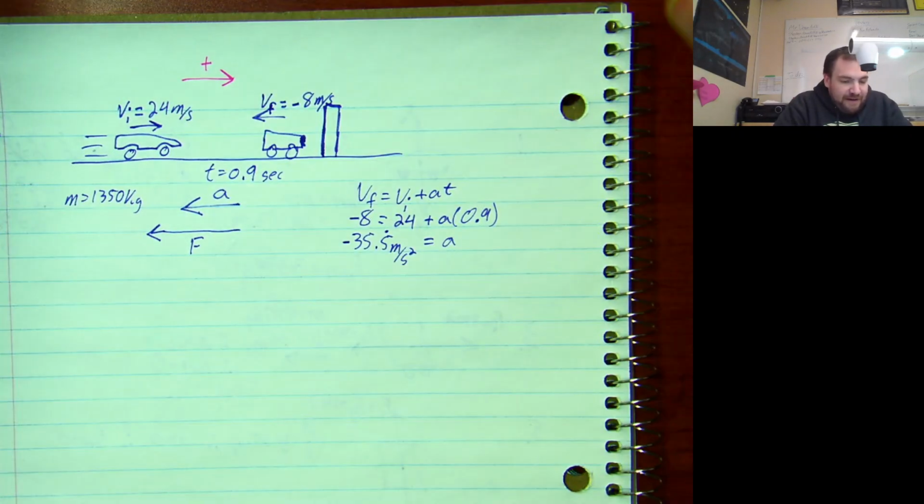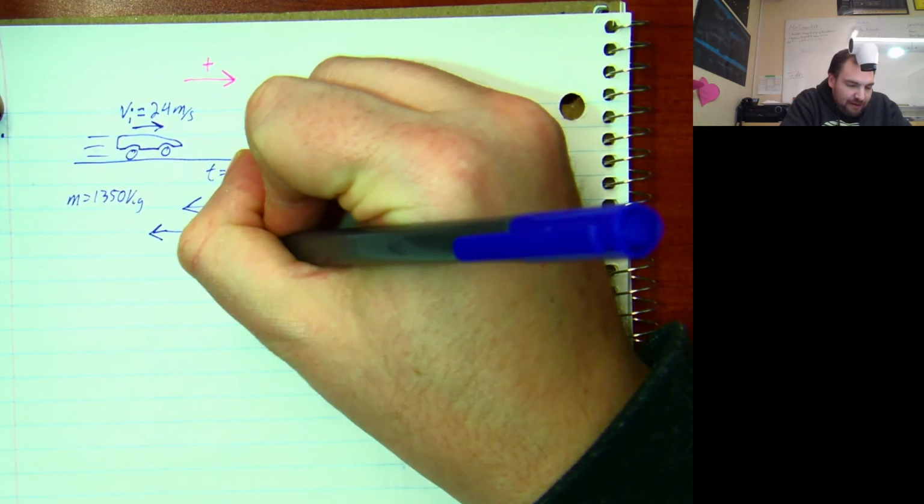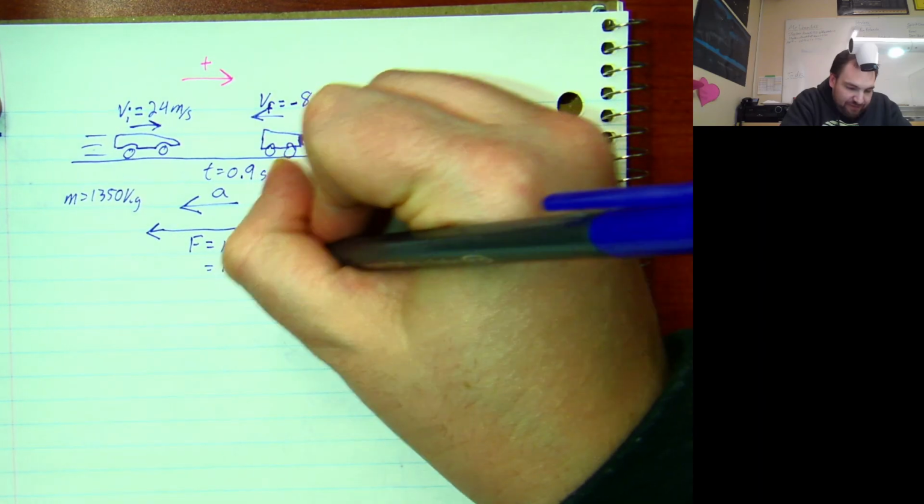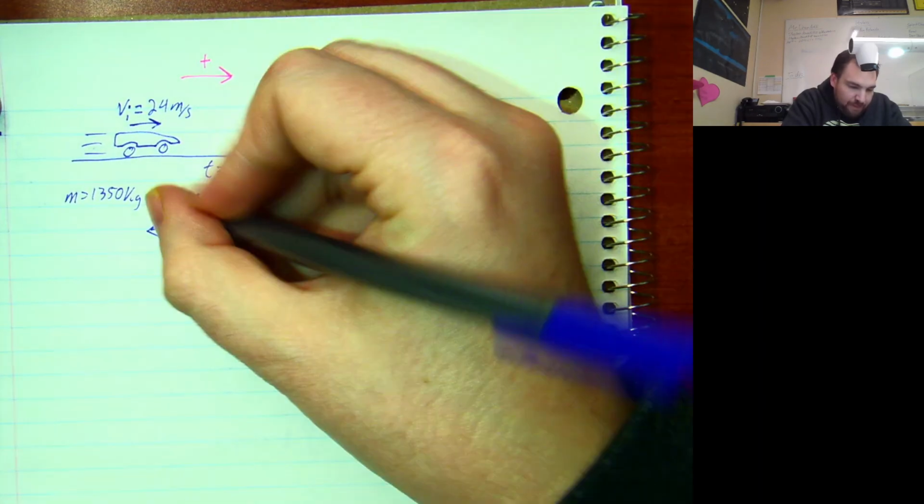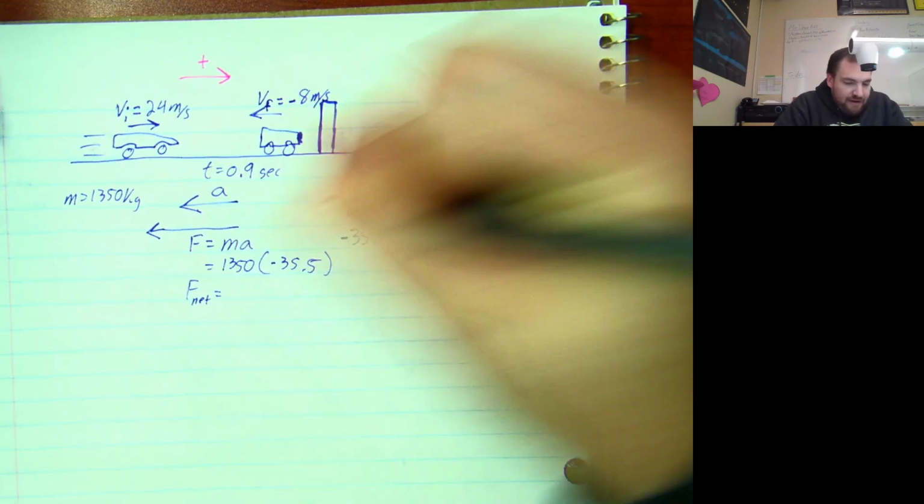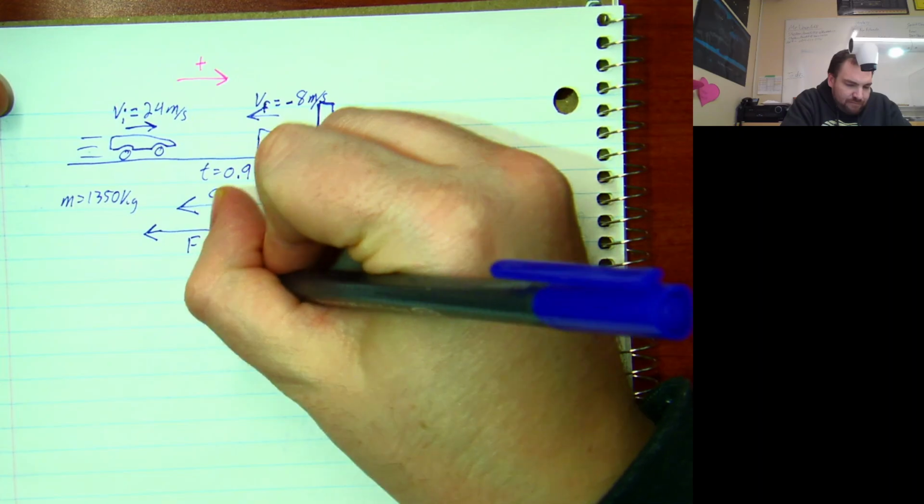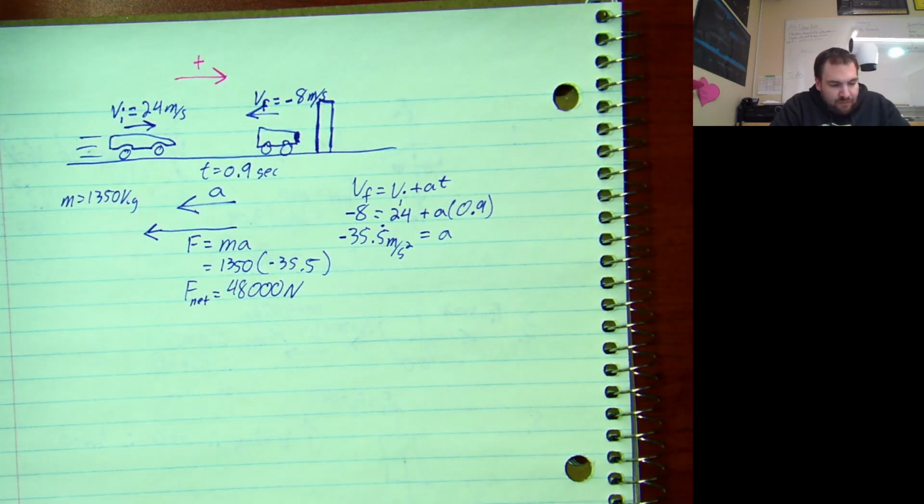Fantastic. So then the force is equal to mass times our acceleration. We know the mass is 1,350. The acceleration is negative 35.5. So what is F net? Negative 47,995, so about 48,000 newtons. That's the 4.8 times 10 to the 4 newtons that I gave you on the sheet.